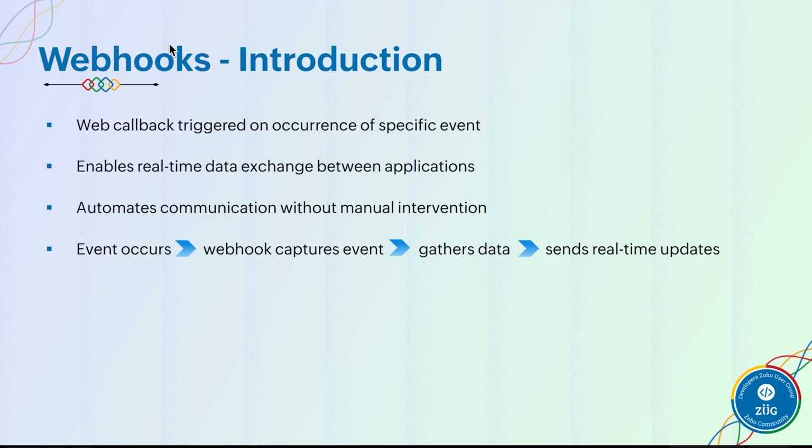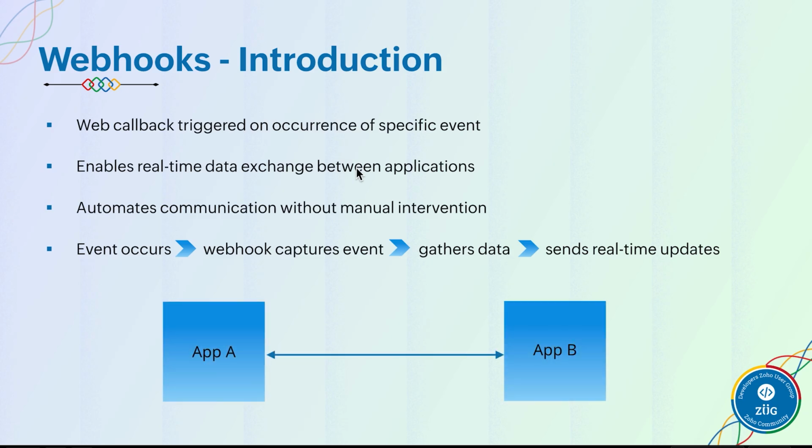So basically, webhooks act as web callbacks when an event occurs in one application and instantly push data to another connected application. So to break it down further, let's say we have two applications, application A and application B. The application where the event takes place, let's say application A, must support the webhook functionality. So within application A, you can configure a webhook to trigger on a specific event. And when the event occurs, the webhook sends real-time data to application B.